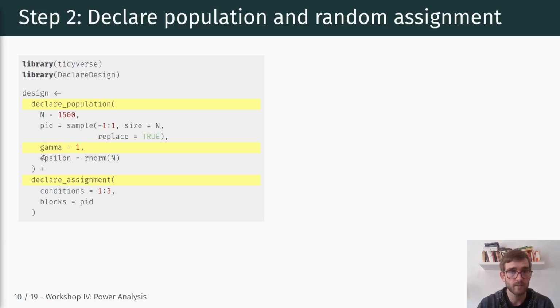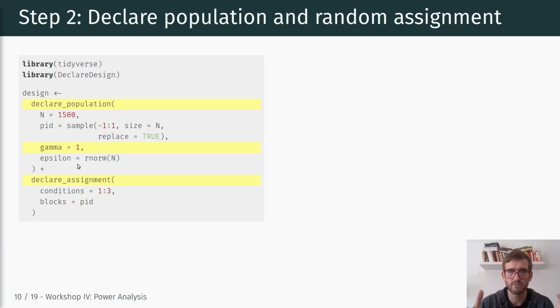Then we have our error term epsilon, which is just 1,500 draws from a random normal distribution, centered at 0, of course, standard normal. So this is declaring the population.